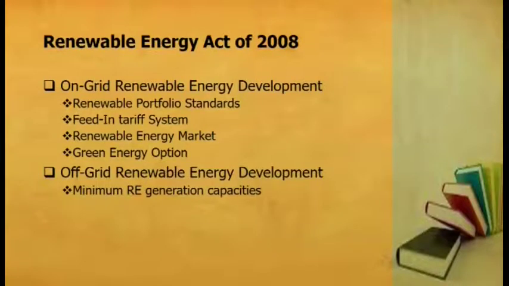Green energy option refers to the mechanism to empower end users to choose renewable energy in meeting their energy requirements. And off-grid renewable energy development or the system. Off-grid systems refer to electrical systems which are not connected to the wires and related facilities of the on-grid systems of the Philippines. And these are the following minimum renewable energy generation capacities.